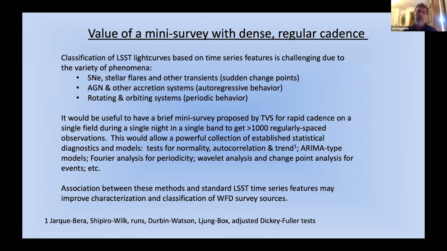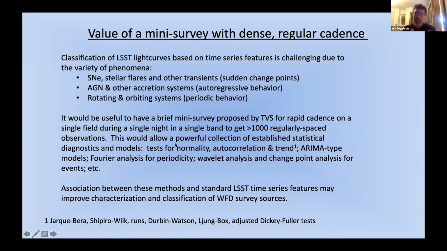So in TVS, I am leading a small group of TVS and ISSC scientists to do something. It's not going to solve the problems, but at least it's an interesting, different approach. And that is just to look at a single field on a single night in a single band to get over 1,000 regularly spaced observations every 30 seconds for about 1 million objects, whatever's in one field. Most of them we concentrate on stars.